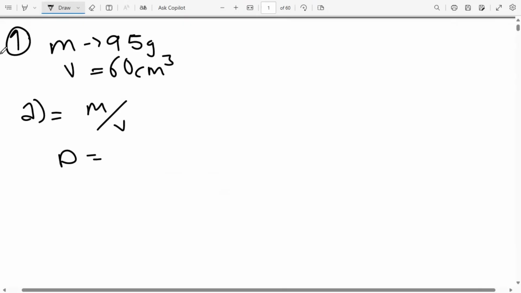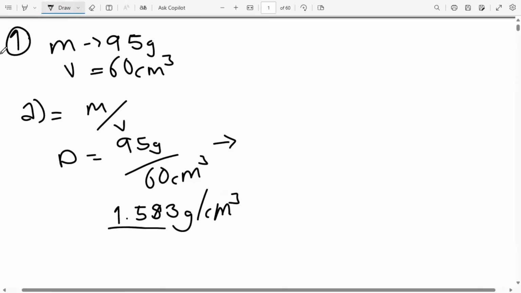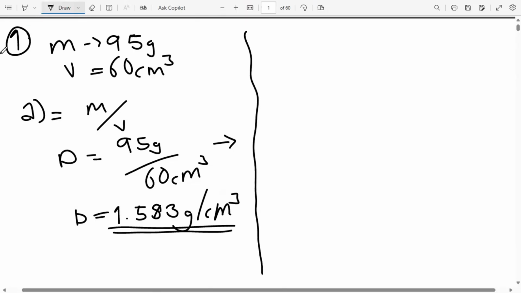So density here will be equal to 95 grams over 60 cubic centimeters. And this is going to be equal to 1.583, sorry, 1.583 grams per cubic centimeter. So this is the density of our sample of bone tissue. So density is equal to 1.583 grams per cubic centimeter. That is part A. Then we have part B.